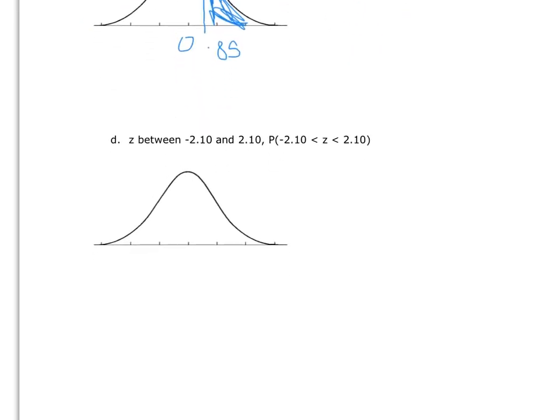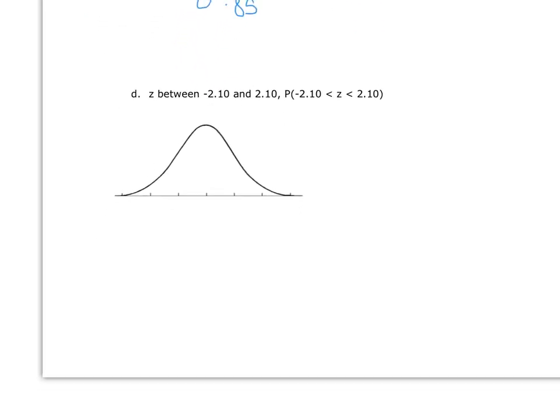Okay, let's look at this next one. z is between negative 2.1 and positive 2.1. So negative 2.1 right here, and positive 2.1 right here. And we want all the area in between. This online tool makes this really easy for us. We just plug that in, and we get 0.9643.